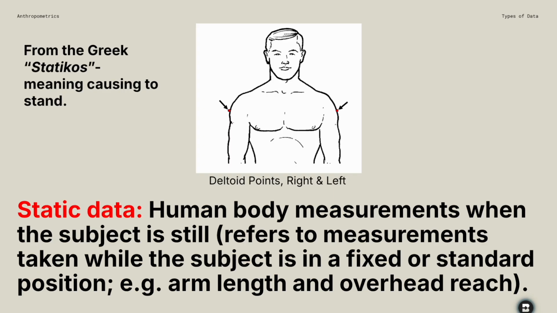We're going to be gathering a couple of different types of data when we're doing these measurements, because remember that metrics means measurement. So we're going to be gathering static data, and this is the human body measurements when the subject is still. This refers to measurements taken while the subject is in a fixed or standard position. So for instance, arm length or overhead reach. And this is from the Greek statikos, meaning to stand.